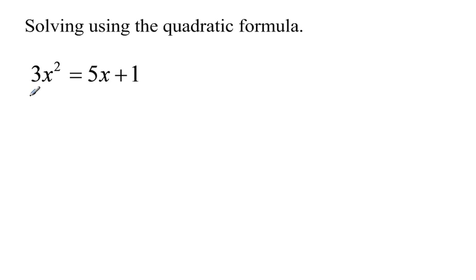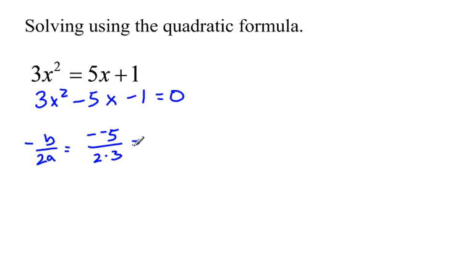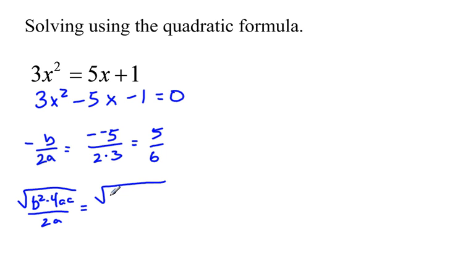In this one, before we can use the quadratic formula, we first need to get everything on one side. So 3x squared minus 5x minus 1 equals 0. First we do negative b over 2a. So negative negative 5 over 2 times 3 gives us 5 over 6. When we do the square root of b squared minus 4ac all over 2a, I go up here. When I square negative 5, I get positive 25 minus 4 times 3 times negative 1, all over 2 times 3.